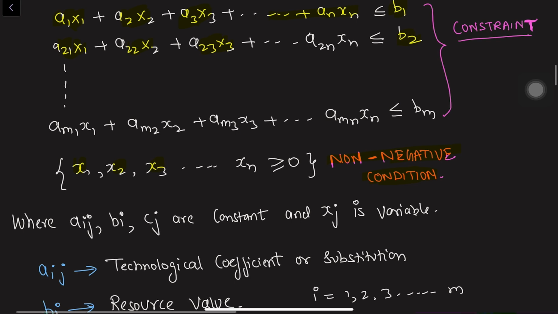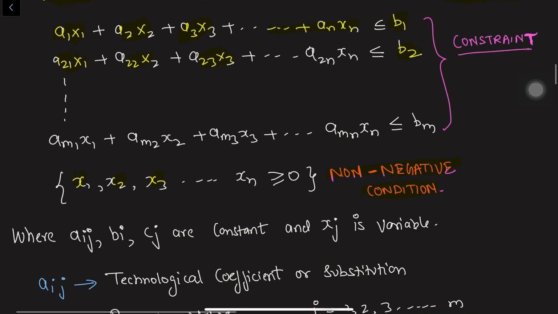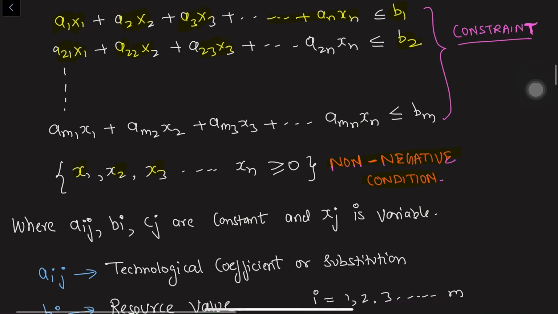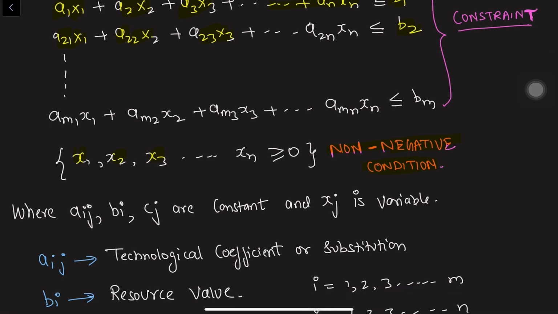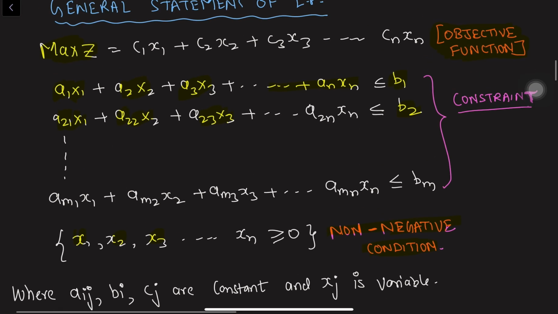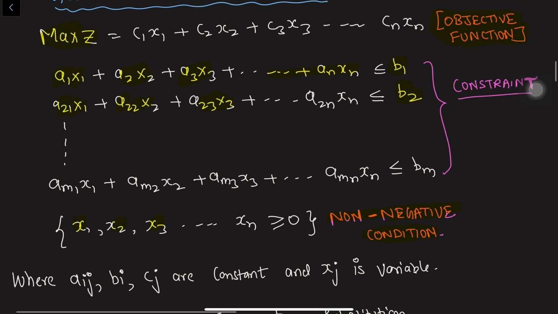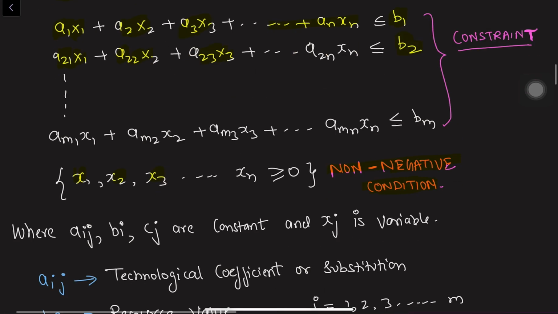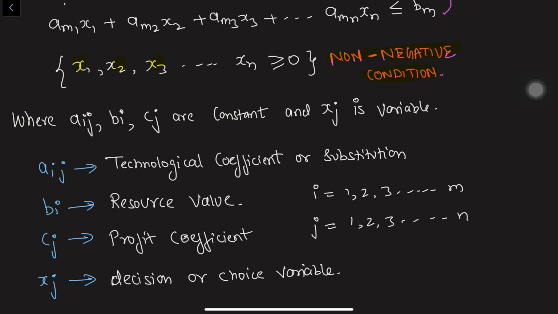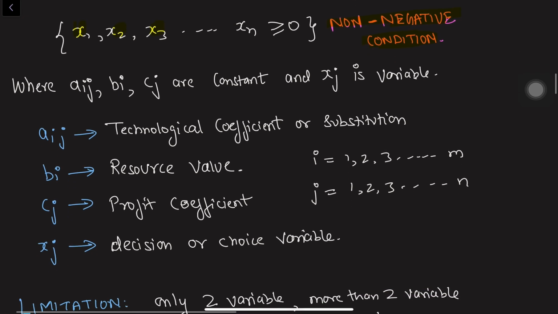Okay, whereas aij are nothing but the technological coefficients or substitution coefficients, and bi is nothing but our resource value. This we call the resource value, and the ci terms are called the profit coefficients, and x1, x2, x3 are nothing but our decision or choice variables.